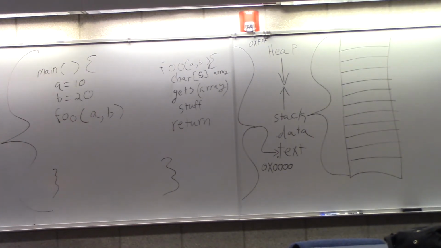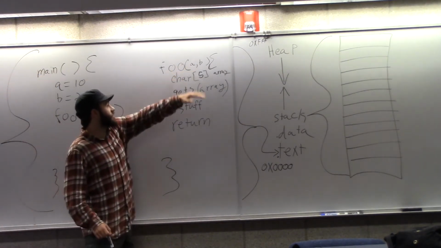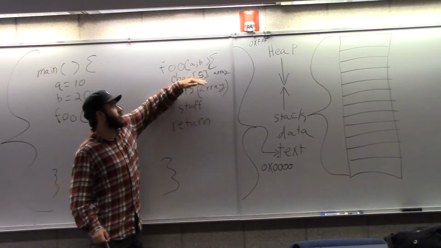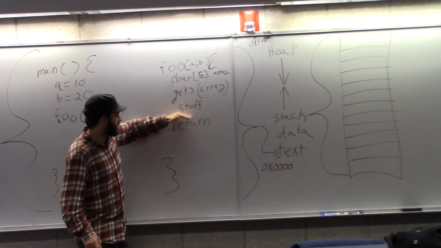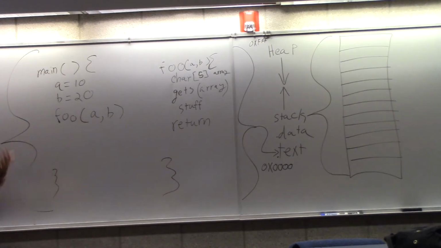I'm just gonna have to assume that everyone here has done programming before, because I can't go that far back. So we have a pretty simple program. Main has two variables, passes them to foo. Foo does some stuff. It has a character array. It calls gets. It does stuff. It returns. I'm sure everyone can follow that relatively easily.